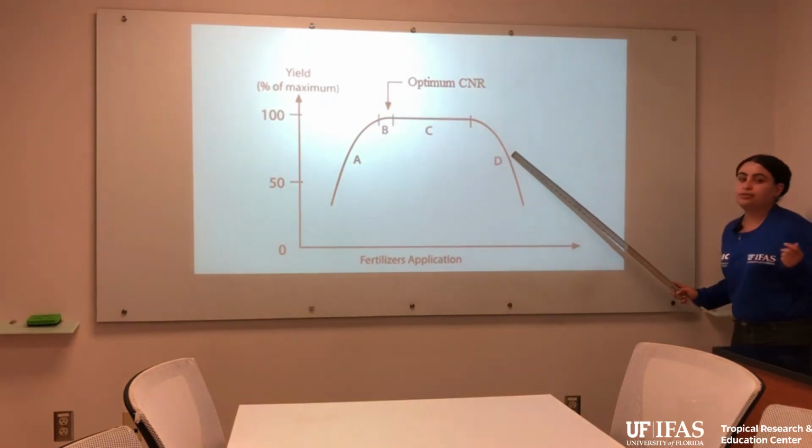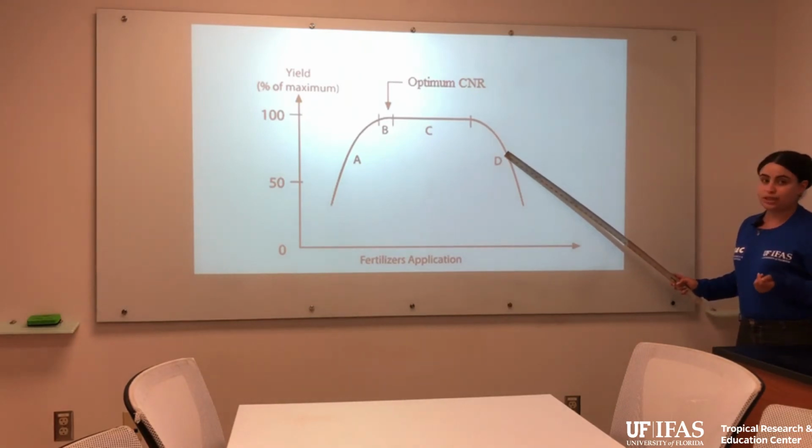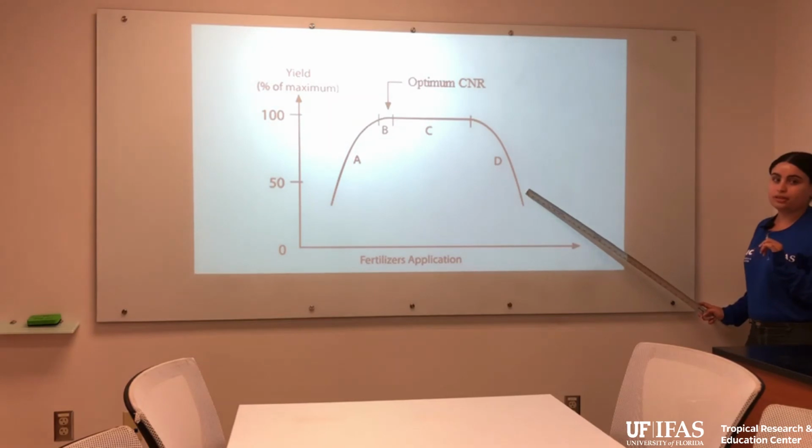The last section represents the area with too much nitrogen, leading to toxicity, where your plants are receiving way too much fertilizer and they start to experience stress and declines in growth and productivity.